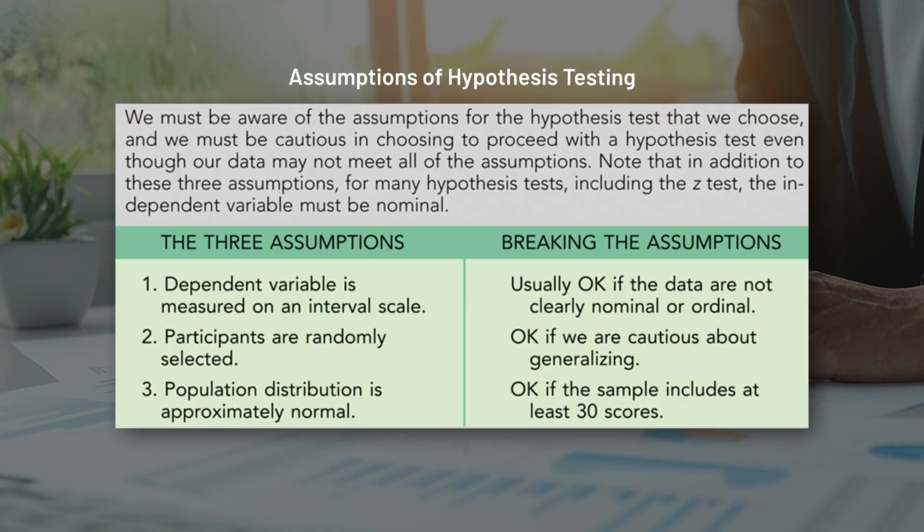So there are assumptions of hypothesis testing. We must be aware of the assumptions for the hypothesis test that we choose, and we must be cautious in choosing to proceed with the hypothesis test even though our data may not meet all of the assumptions. Note that in addition to these three assumptions, for many hypothesis tests including the z-test, the independent variable must be nominal. So the three assumptions are: the dependent variable is measured on an interval scale, and breaking the assumption is usually okay if the data are not clearly interval or ordinal. Participants are randomly selected, and it is okay if we are cautious about generalizing. The population distribution is approximately normal, okay if the sample includes at least 30 scores.